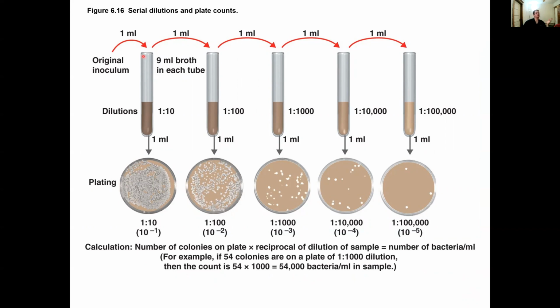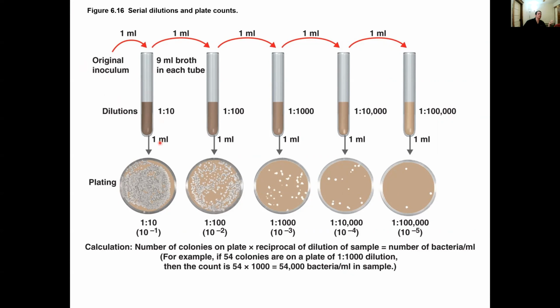So, for example, if we do serial dilutions and plate counts, you will have an original inoculum. So this represents our original sample, and you will take 1 milliliter of that and add it to 9 milliliters of broth. So this gives you a relationship of 1 to 10, a dilution factor of 1 to 10. And then you will repeat that. So then you will take 1 milliliter of your now diluted sample and add it to 9 milliliters of broth again. This will give you a dilution of 1 to 100, and so on and so forth, 1 to 1,000, 1 to 10,000, 1 to 100,000.